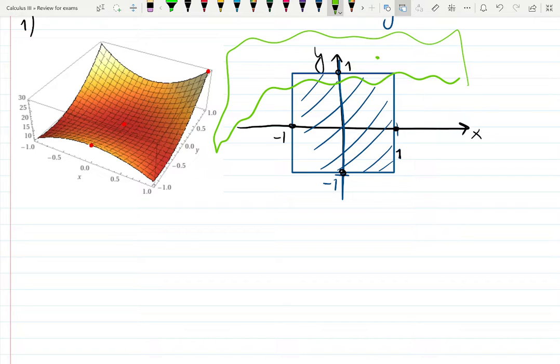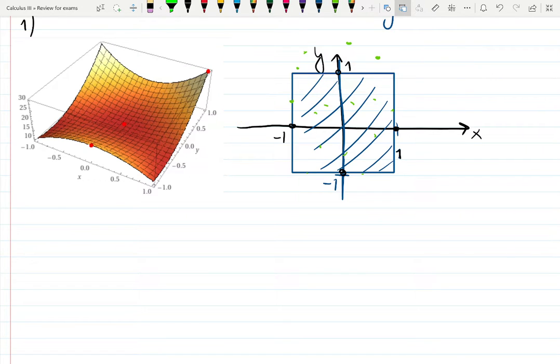Global maximum might occur somewhere in between here or on the edges of the square. So that's why global maximum and minimum problems are long, because you have to consider everything in between. These points are coming from critical values, and then on the edges. So we're going to have to make a list.